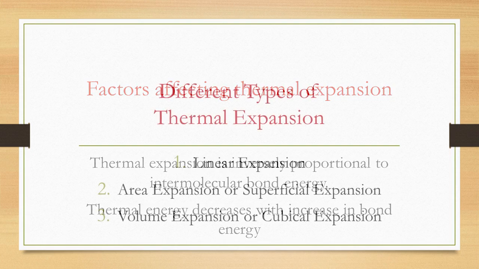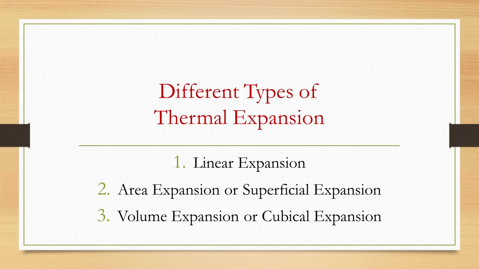Okay, now let us see different types of thermal expansion. Alright, basically there are three different types of thermal expansion. The first one we'll be understanding is linear expansion. Now, what is linear expansion? Linear expansion means change in one dimension, that means length. Linear expansion refers to change in length as opposed to change in volume. Change in volume is also termed volumetric expansion.